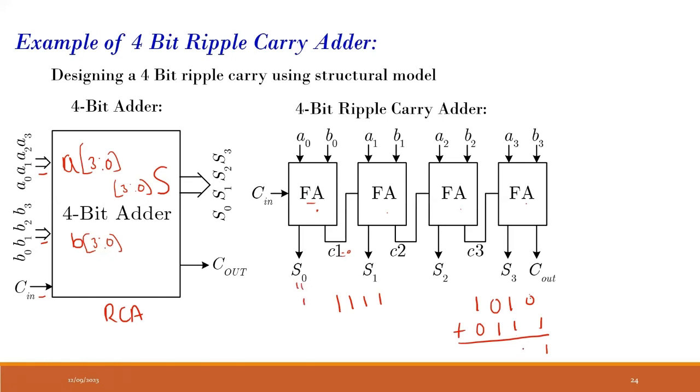Then these two are executed. 1 plus 1 gives output 0 and 1 carry. So here the carry becomes 1 and the sum is 0. Then this carry goes over here and these two also are added. So 1 plus 1 becomes again 0 with a carry, so carry 3 is 1, sum is 0. And again 1 plus 1 gives value 0 with a carry of 1. So the output S will be 0, 0, 0, 1 and my carry out will have a value 1. This is how the 4-bit adder is implemented.